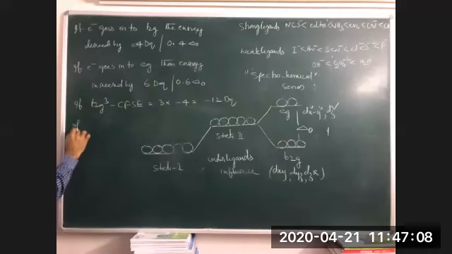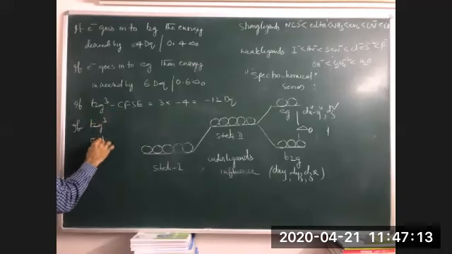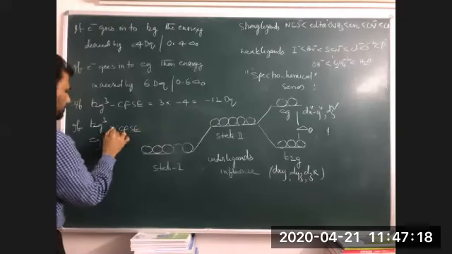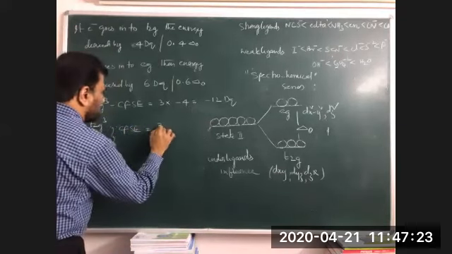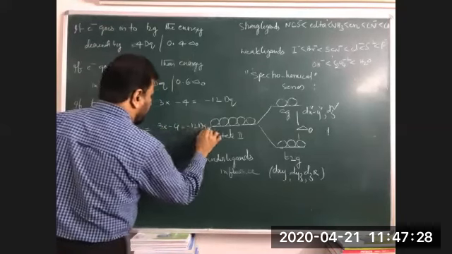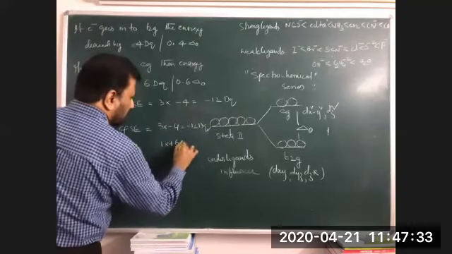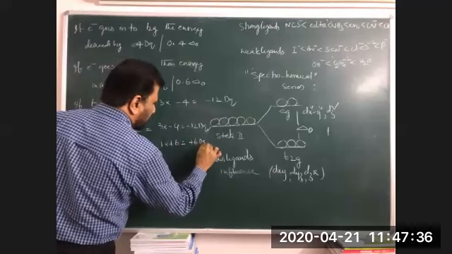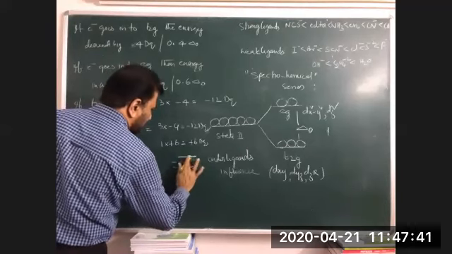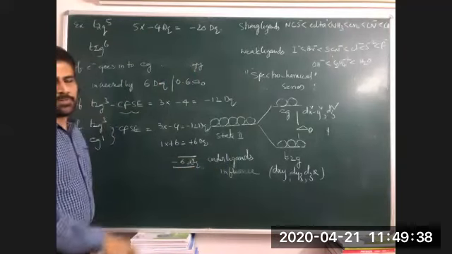Right? If T2G3 and EG1, then in this case, crystal field stabilization energy is 3 into minus 4, which is equal to minus 12 dq, and 1 electron, 1 into plus 6, is equal to plus 6 dq. Therefore, net, how much? Minus 6 dq. If crystal field stabilization energy is negative, then that crystal is stable.